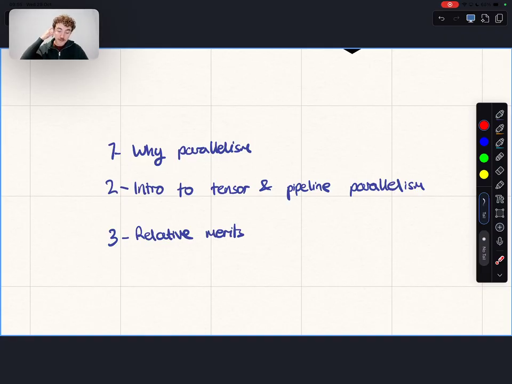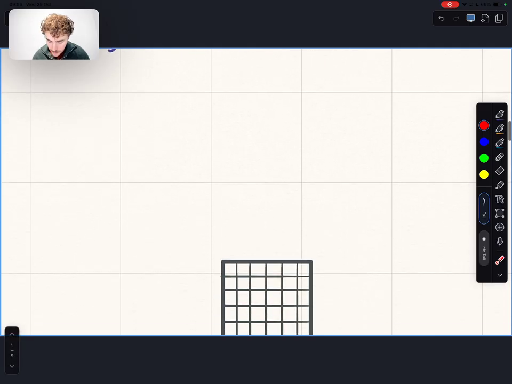The two most common types of parallelism that you see, and they're available in essentially all inference engines, are tensor and pipeline model parallelism. These two methods have very different characteristics. So in this video, we're going to introduce what they mean and then talk about their relative merits, to make it easier to know which one to choose when you're deploying your own language model. So let's start with tensor parallelism.